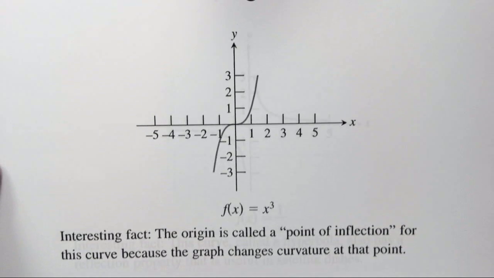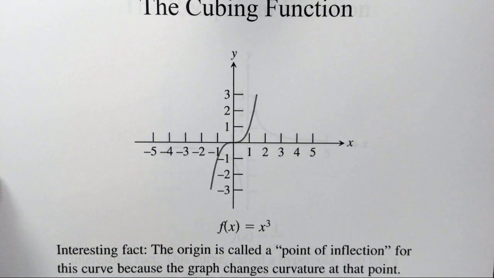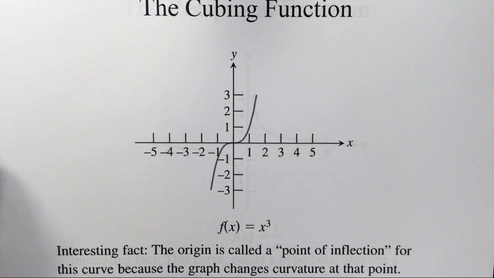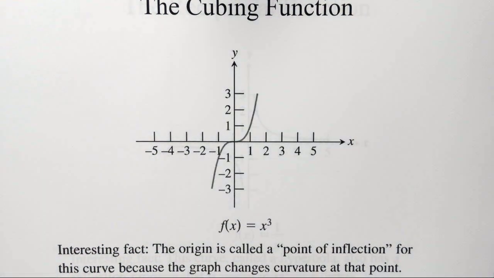The cubing function. If you had to look at the picture, what would you say the domain is? All real numbers. What would you say the range is? All real numbers. And you're correct. Domain and range are both all real numbers.